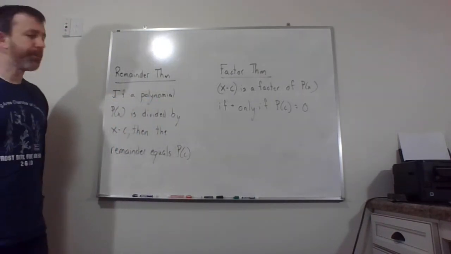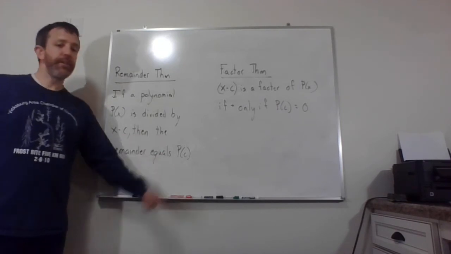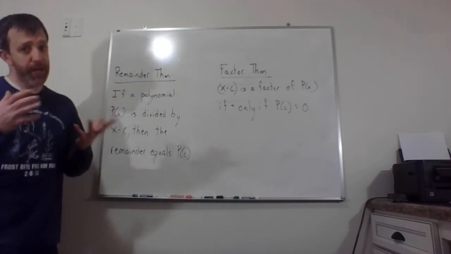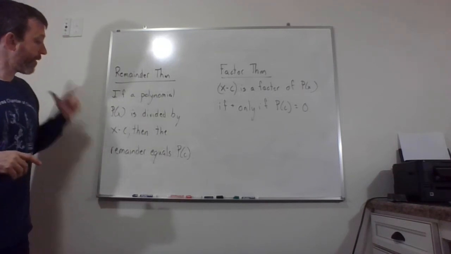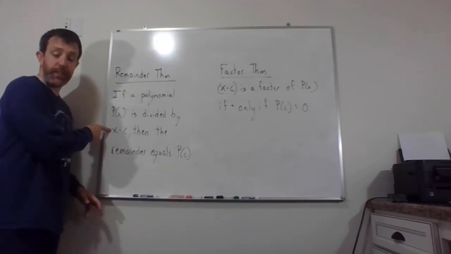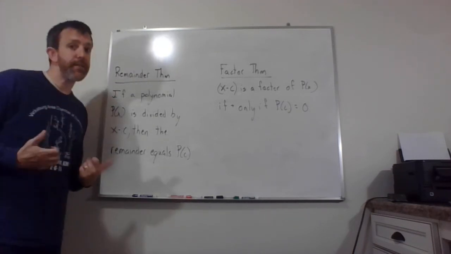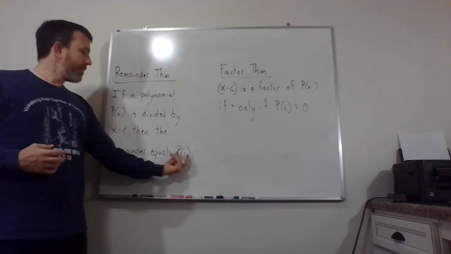It says if a polynomial p of x is divided by x minus c, then the remainder is equal to p of c. Okay, so that might be clear as mud, so let me try to explain that just a little bit. First, I'll point out we're dividing by something that we could do with synthetic division, right? We have x minus c. That is synthetic division. And it says the remainder is equal to p of c.